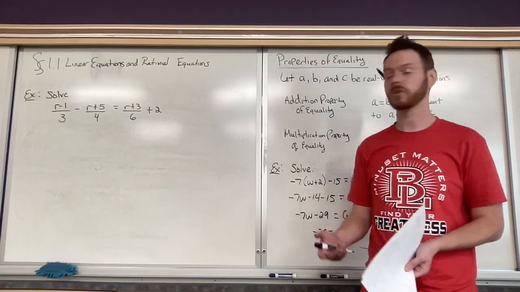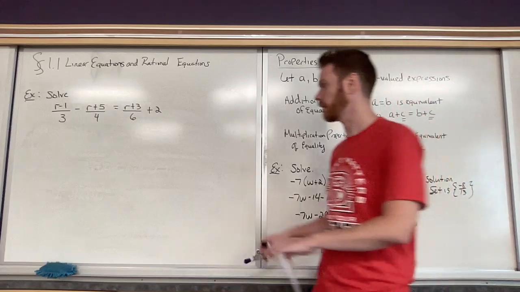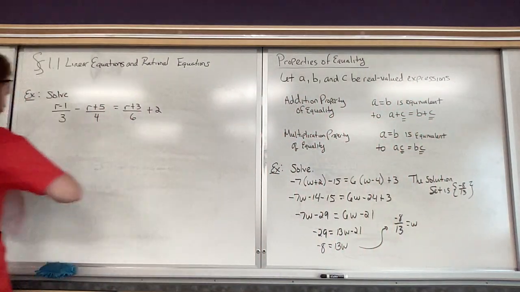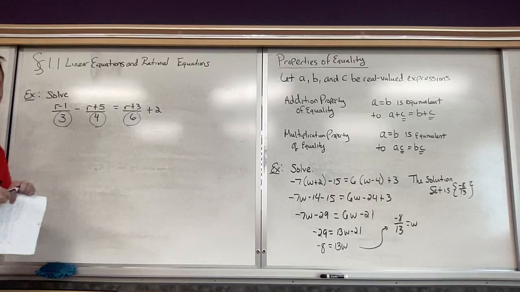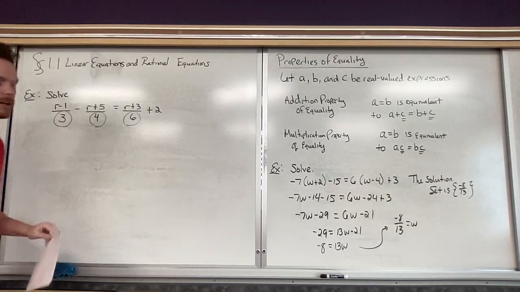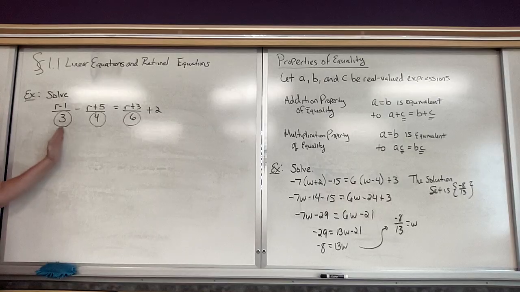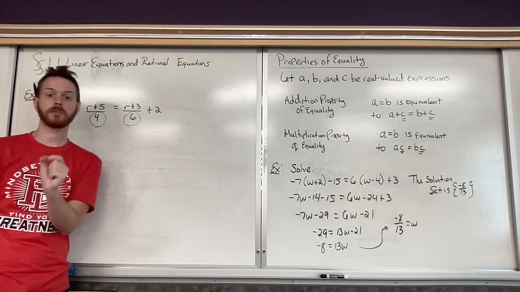Well, what we could do is look at the denominators. So look at 3, 4, and 6. What we're going to do is find what's called the least common denominator, or least common multiple in this case, if we're just looking at the numbers. So what's a multiple that 3, 4, and 6 all have that is the smallest possible?